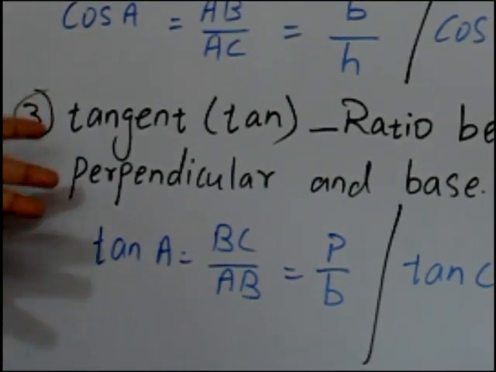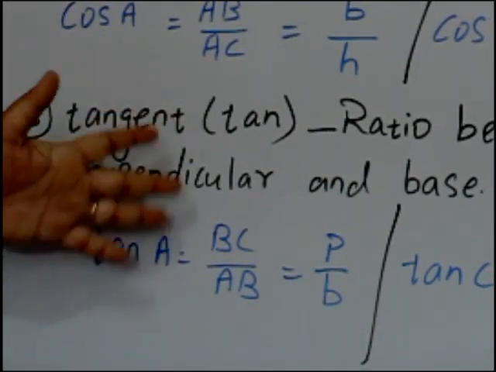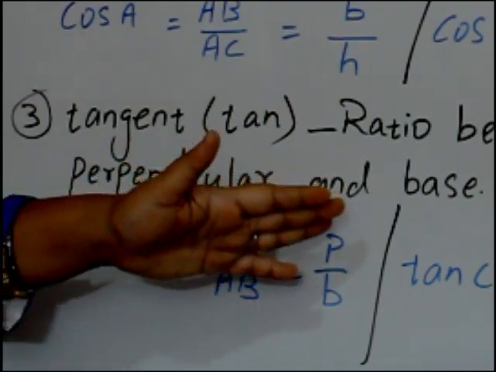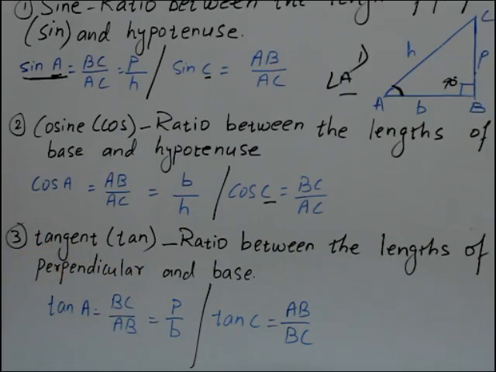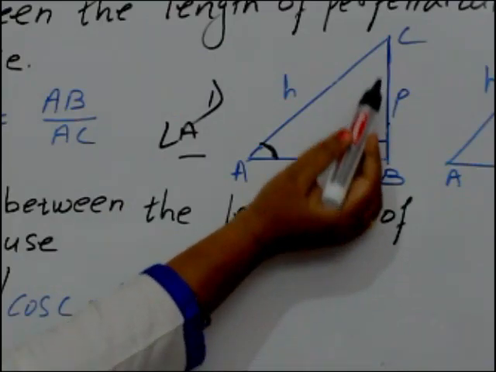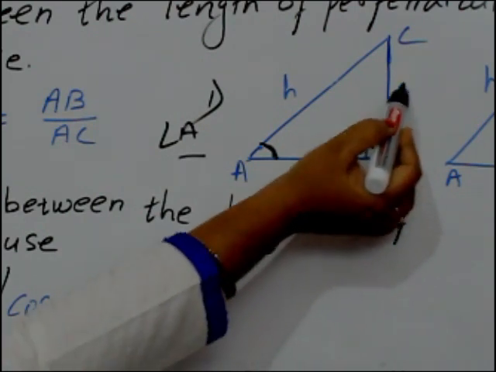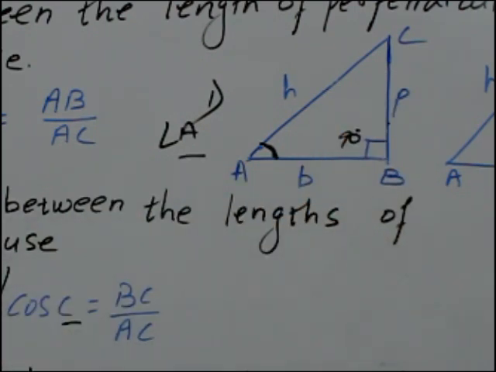Next is tangent, in short tan. It's the ratio between the lengths of perpendicular and base. Tan is equal to perpendicular by base, P by B. First is angle A. If angle A is the reference, tan A: in the first figure, what is the perpendicular? BC. What is the base? AB. So BC by AB.